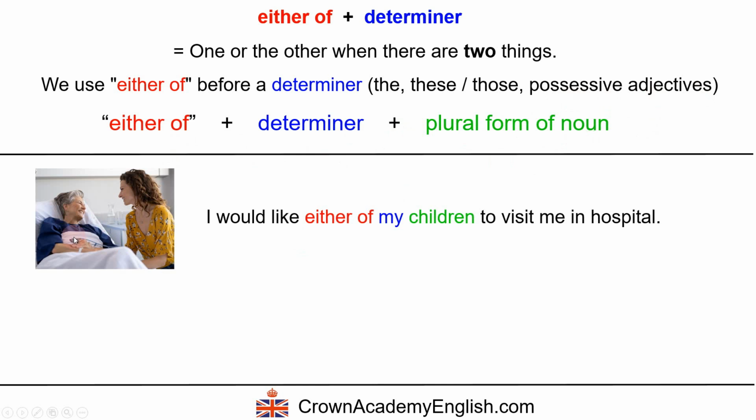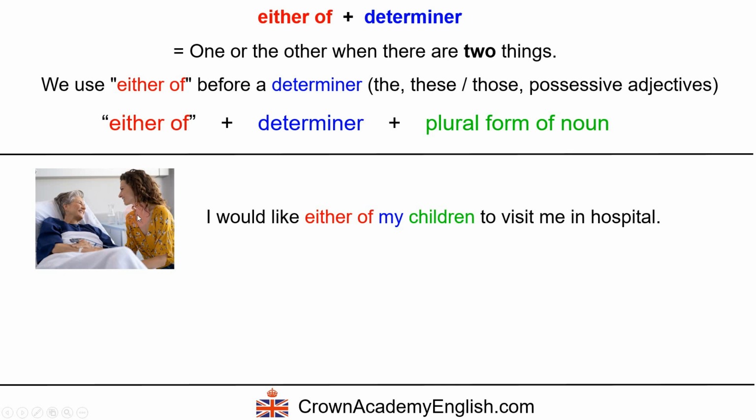And so it is this lady who is speaking. I would like either of my children to visit me in hospital. So this lady has 2 children, because remember, we only use either of when we are talking about 2 things. So she's saying, I would like either of my children to visit me in hospital. So my first child or my second child. I would like one of them to visit me in hospital.